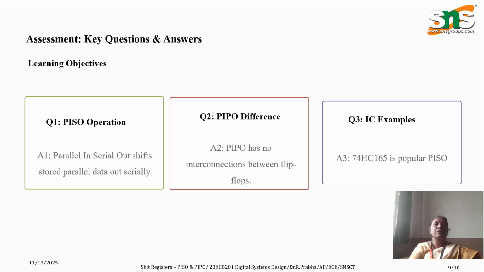So now the assessment questions. PISO operation: the input is parallel and the output is serial, that is only one output line is used. And what is the difference in PIPO? PIPO has no interconnections between the flip-flops, because all the inputs are taken in parallel and all the outputs are also taken in parallel. And the example of an IC is: IC 74HC165 is a popular PISO register.